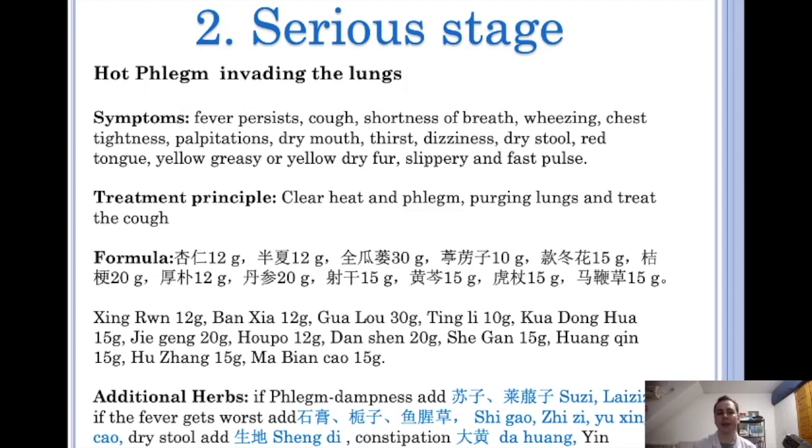And then it's important, for example, to use herbs such as 杏仁, 半夏, gualo, 桔梗, 厚朴, okay, so this is going to help us to calm down the coughing. In this stage it is really important because the patient for sure is going to cough. For some additional herbs, for example, if the patient has a lot of phlegm and a lot of dampness, we can add 苏丝, we can add 赖丝丝, okay.